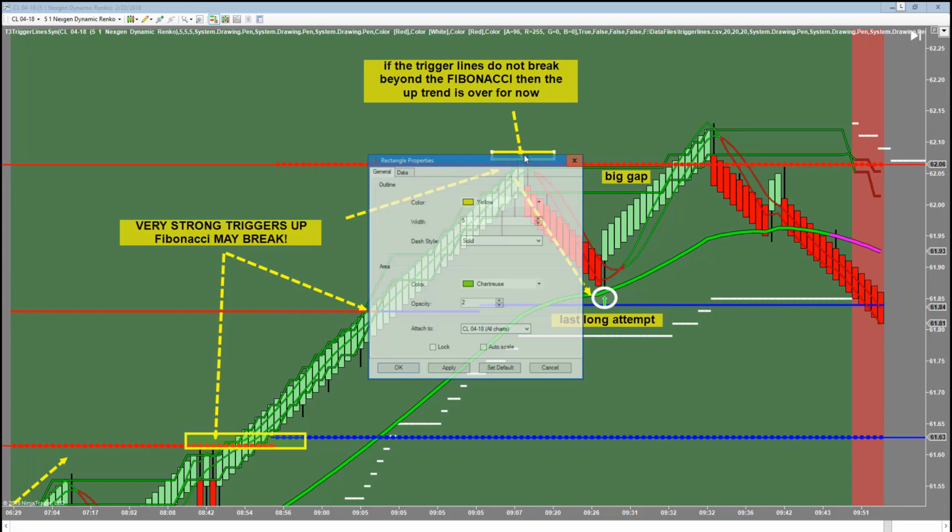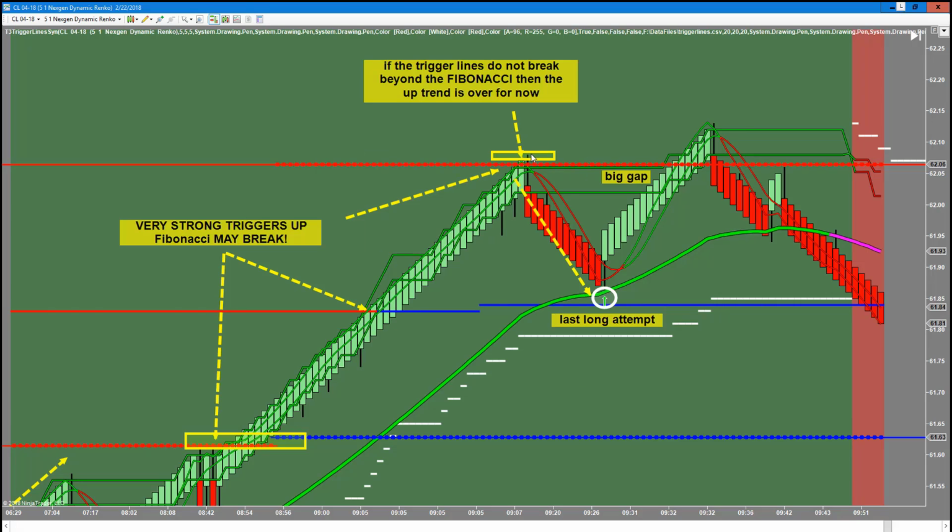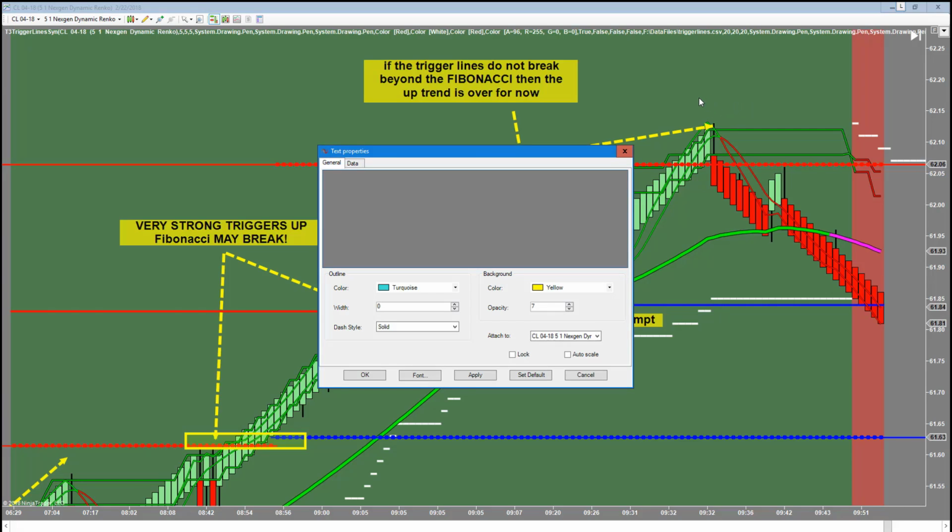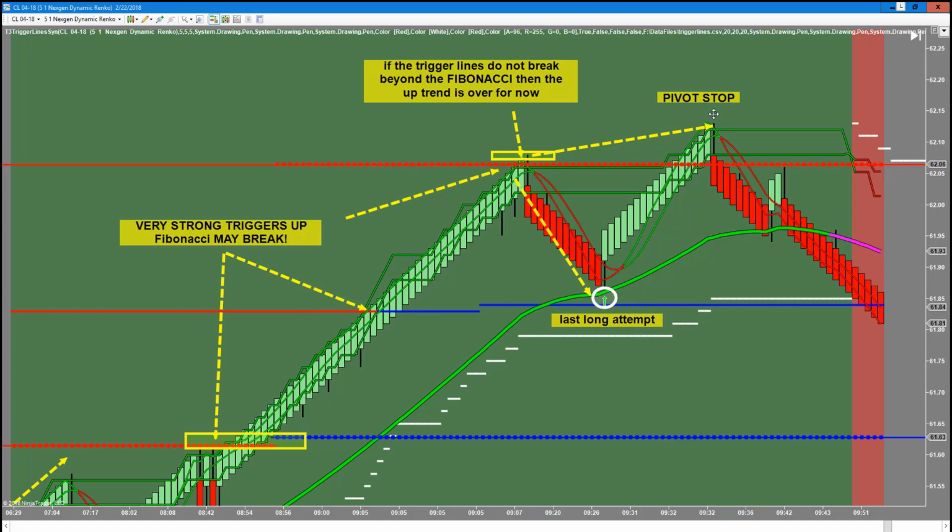So if you take this yellow box that we're looking at right here, a lot of times when the triggers don't break through, the market will come back up and go just a little bit beyond that high, and then it will reverse very, very quickly. And you're going to use this literally every day, sometimes 4 or 5 times a day. So pivot stop out is what we like to call it.